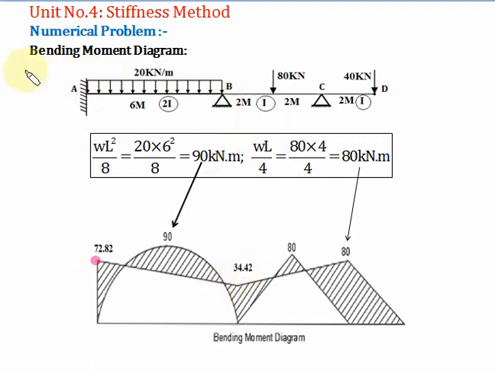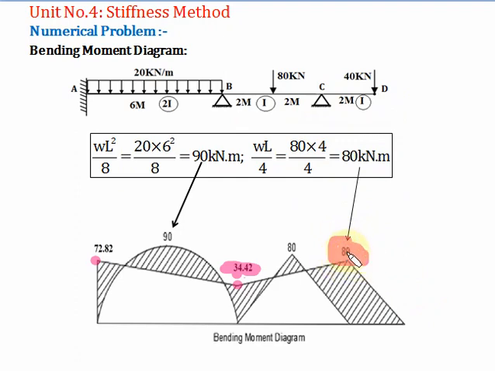For BA it is minus, and for BC it is plus. So the value is minus, plus, but the numerical value is the same, and whether it is minus or plus, you have to show it above the horizontal line at support B. Here I have shown 34.42. Now the moment in member CB is minus 80, and the moment in member CD is plus 80. Here I have shown it.